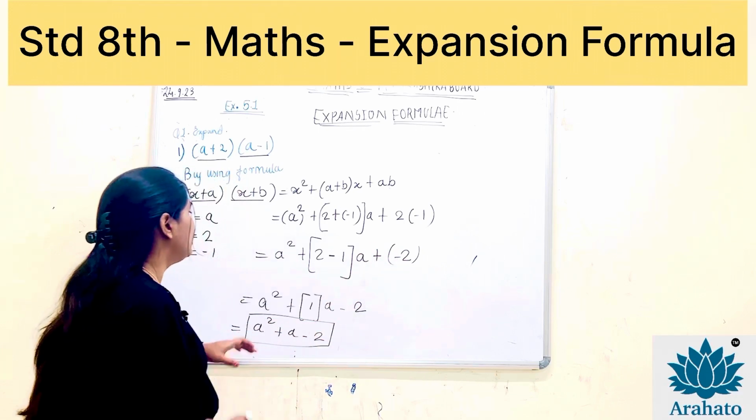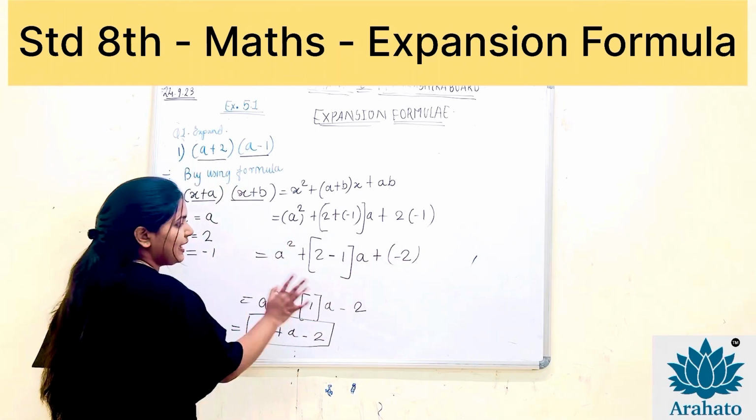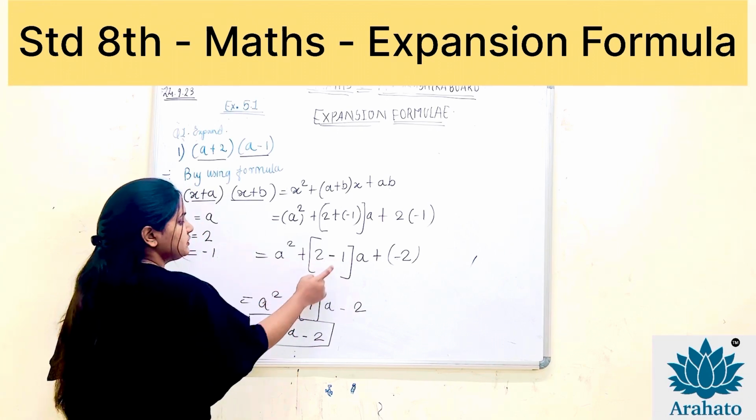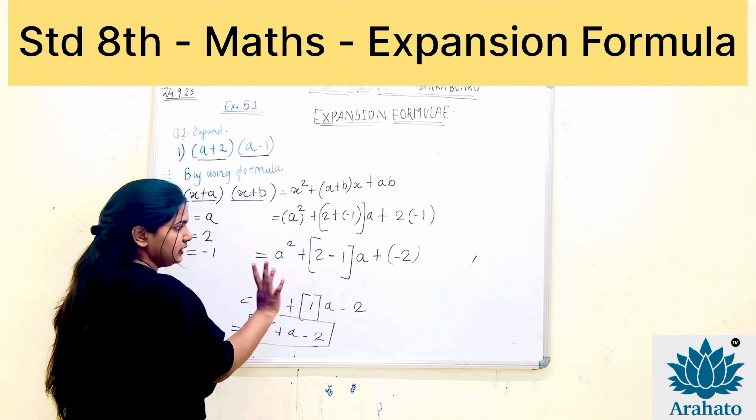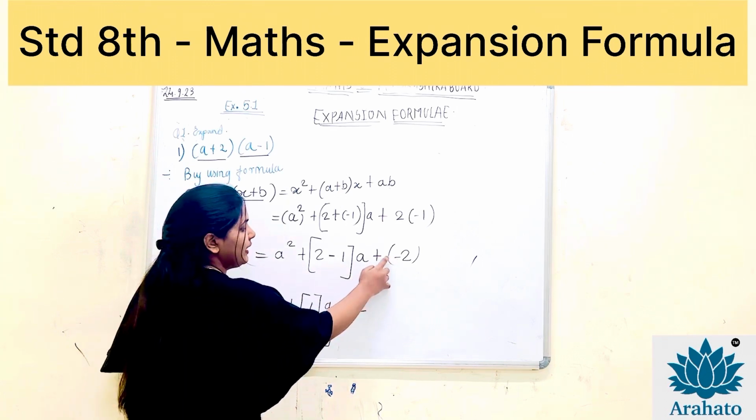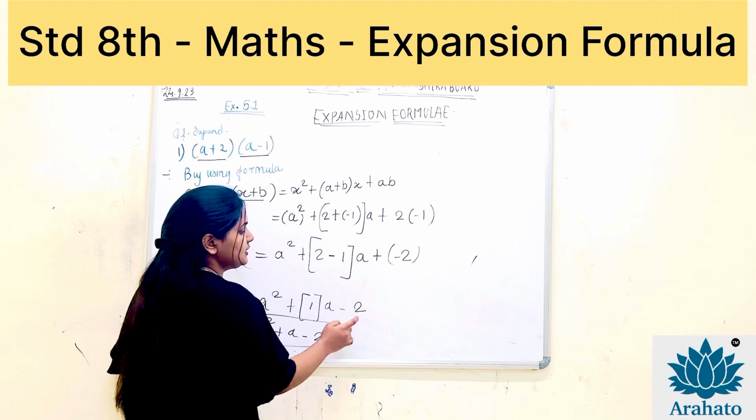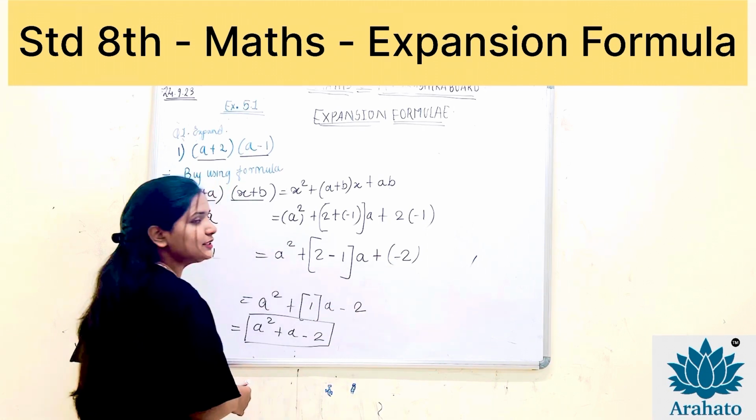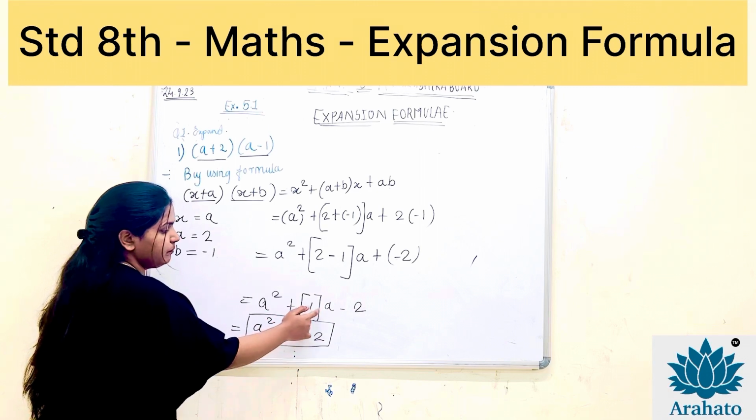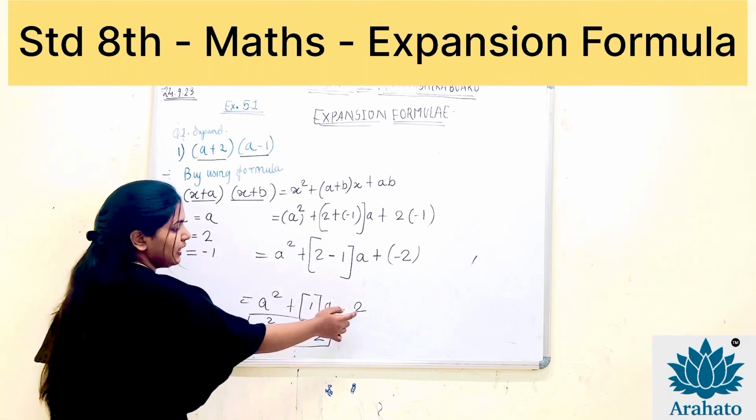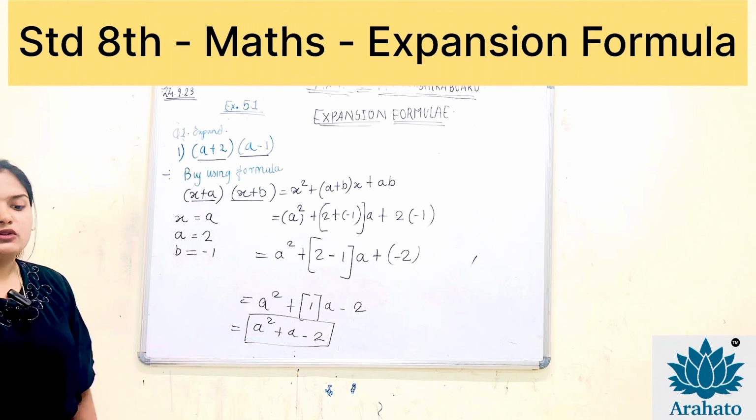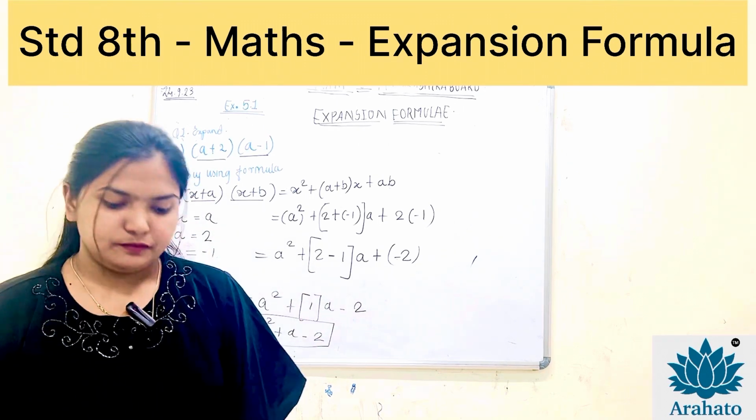Okay. Again, now this step. a square will come as it is. This will generate into minus, so 2 minus 1 will go to 1. It will be 1 and a as it is, plus into minus is minus and 2 will come as it is down. So a square plus a, 1 into a is a, and minus 2. Okay, so this is your answer. So now we'll solve the next sum.